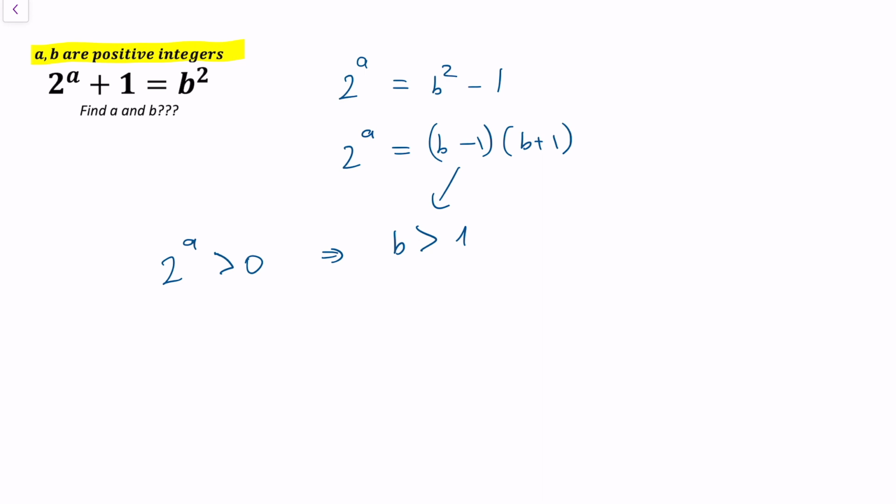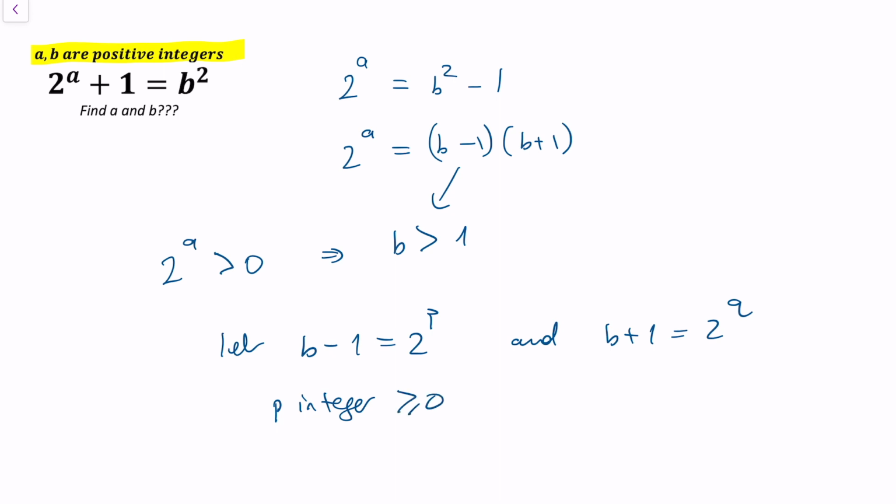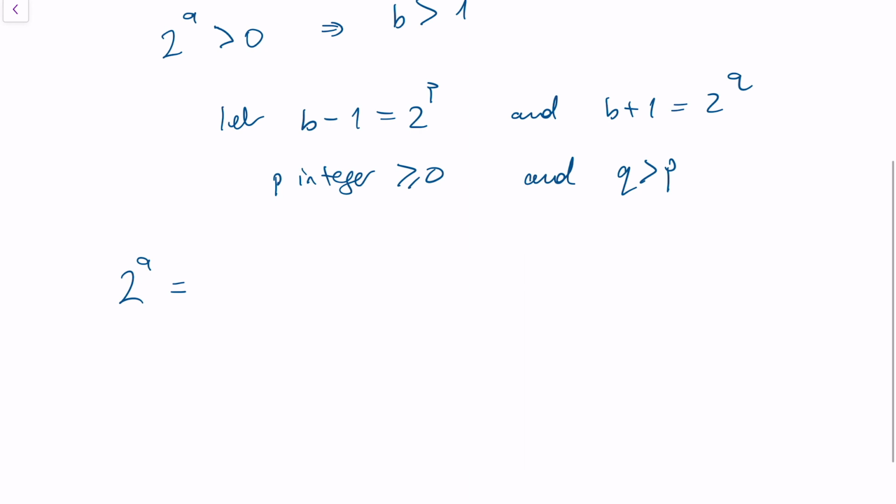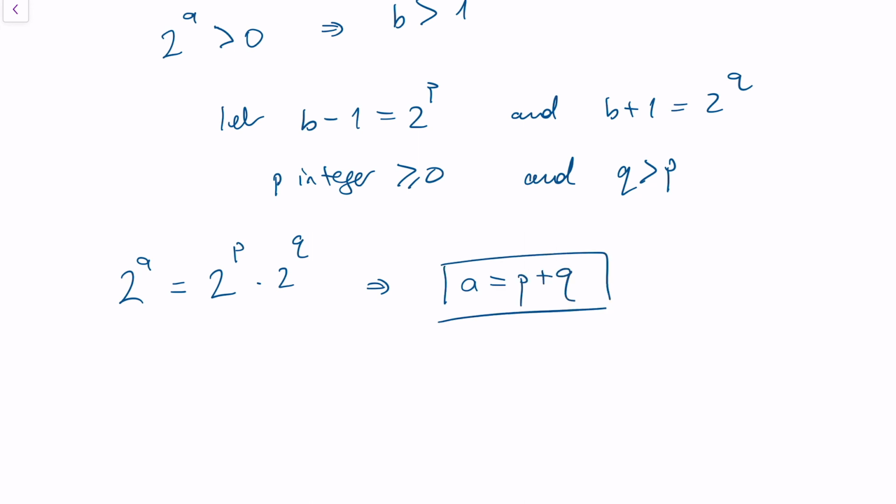Since (b minus 1) times (b plus 1) is equal to 2 to the power a, we can let b minus 1 equal 2 to the p and b plus 1 equal 2 to the power of q, where p is an integer greater than or equal to 0 and q is an integer which is greater than p. So in other words, we have 2 to the power of a is equal to 2 to the p times 2 to the q. So that implies we must have a is equal to p plus q. This is an equation we will use in a moment.